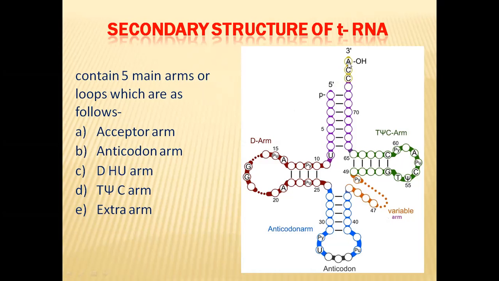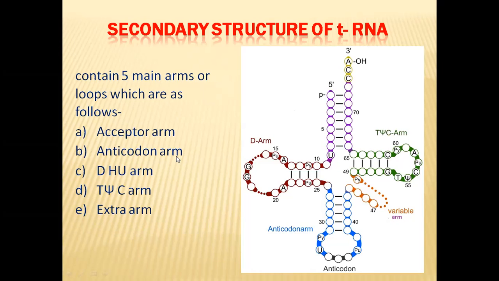So in each tRNA, the 3' end will have this CCA ending. This is called the acceptor arm. This acceptor arm is attached to the amino acid. So amino acids are attached to the tRNA here at this 3' end, to the CCA ending. So this is the first part, the acceptor arm.